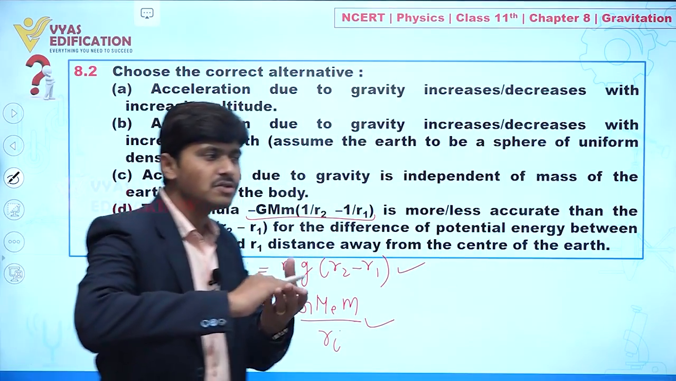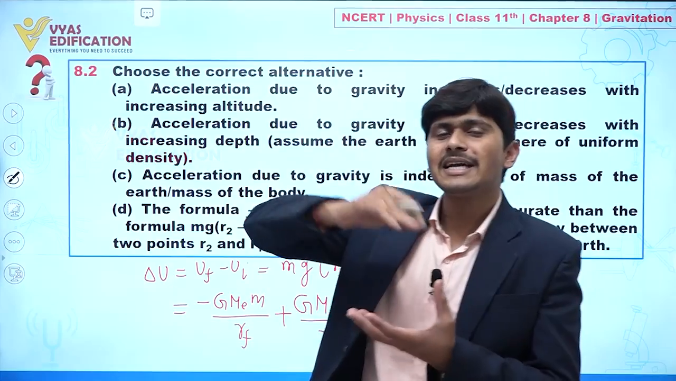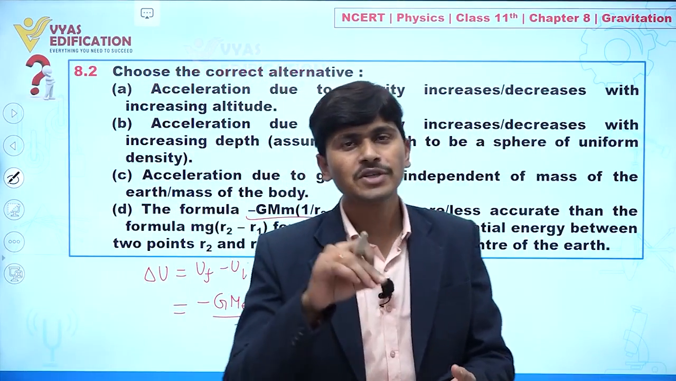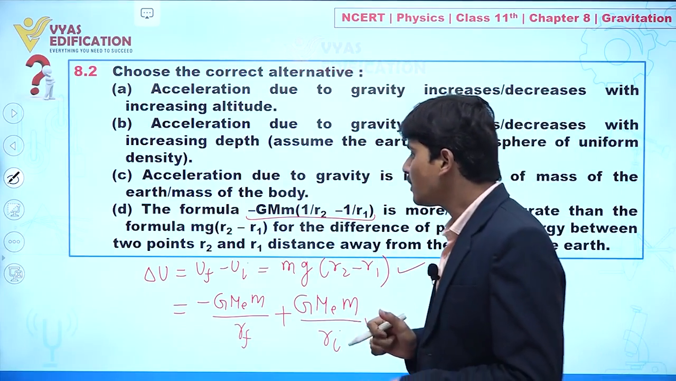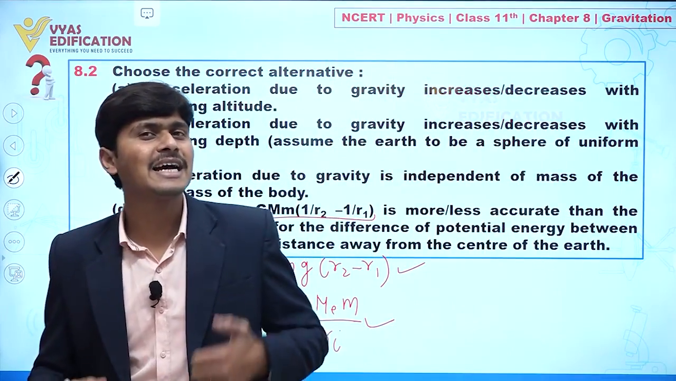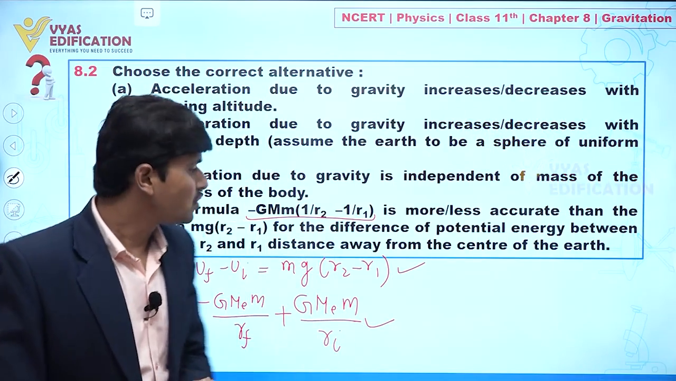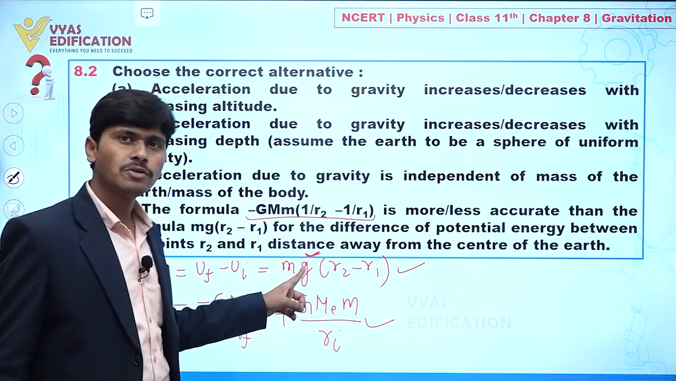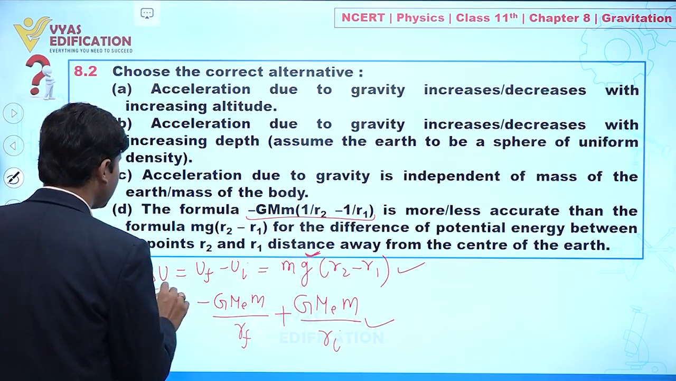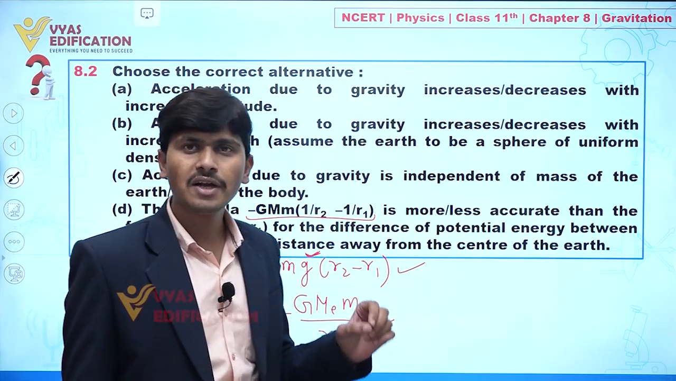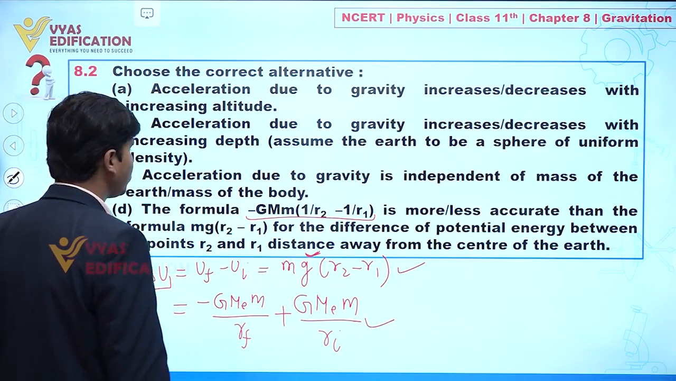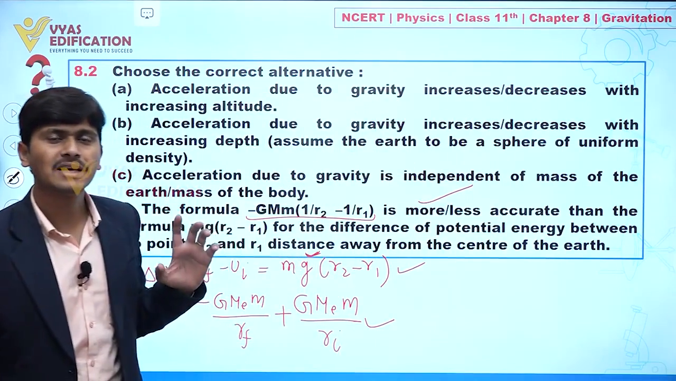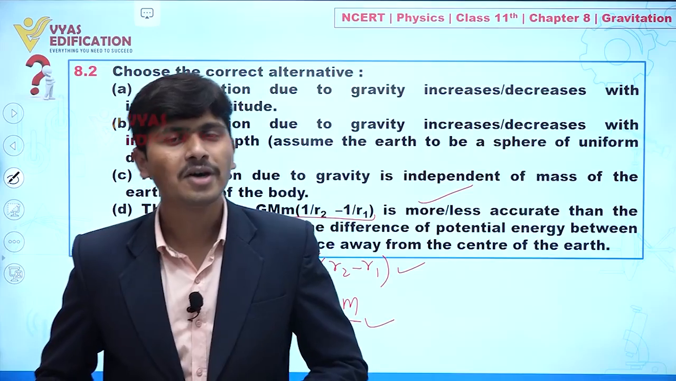Why? Let's suppose an object is going to a certain height from the surface of the earth, or to a certain depth from the surface. At that time we will find there is a variation in acceleration due to gravity. So at different locations we will find variation in the value of g. It means definitely there is a change in potential energy. So according to me, this formula is more accurate compared to that formula. Clear to everyone? So this is all about this question.